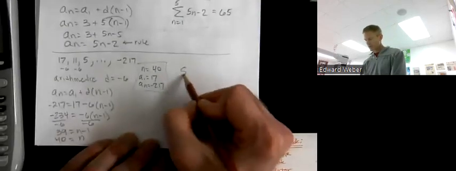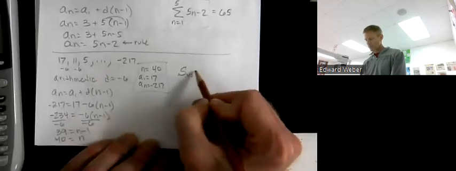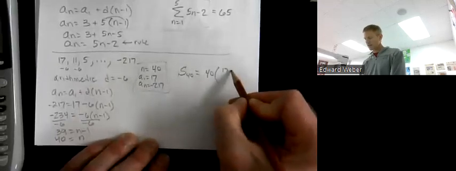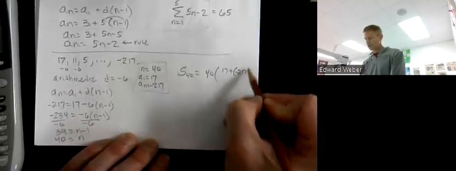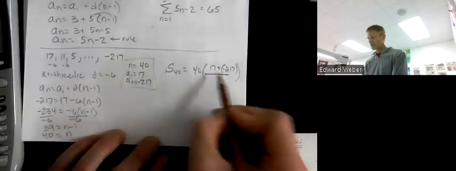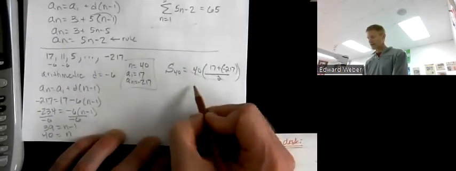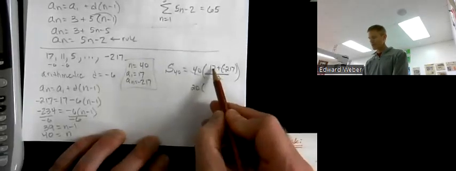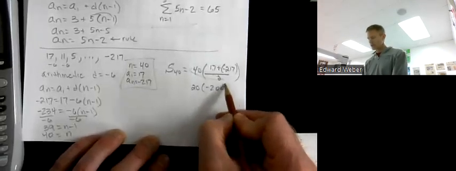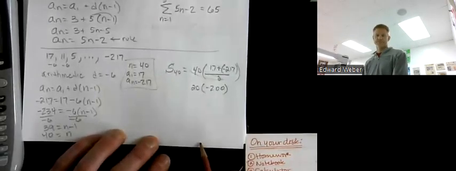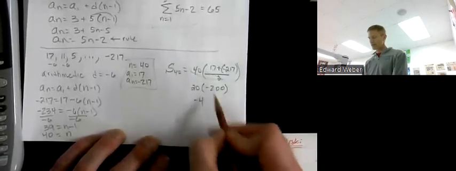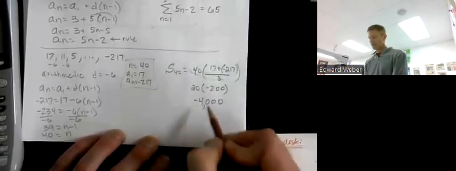All right, so our summation is 40 terms, our first term is 17. Our last term is negative 217 divided by 2. Couple different ways we could do this. We could divide by the 2 first, if you like. 17, and that would be negative 200. 2 times 2 is negative 4, and the zeros would make 4,000.